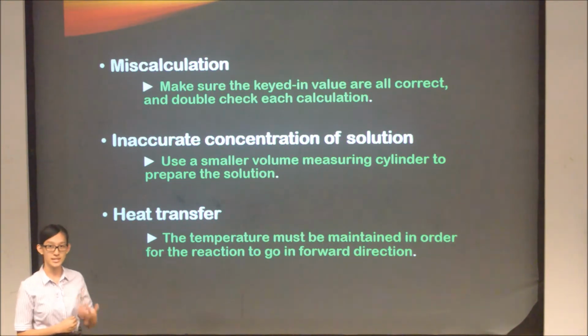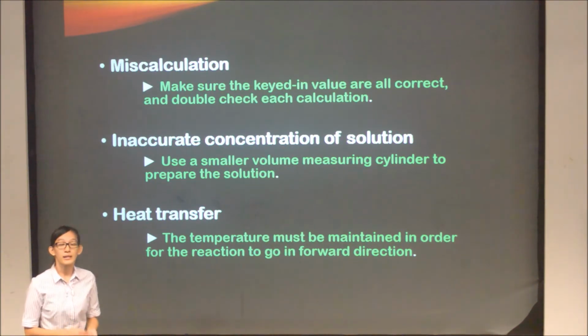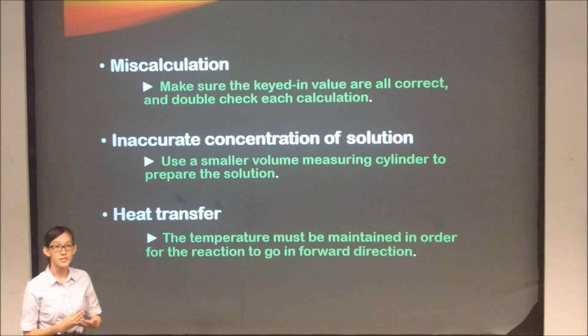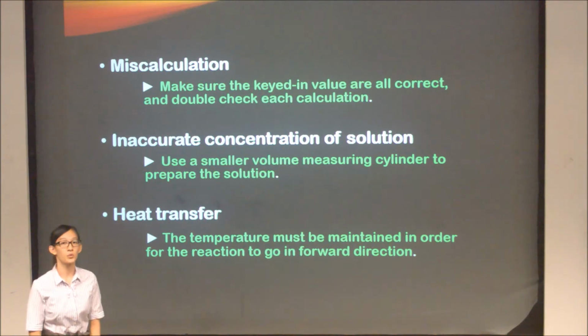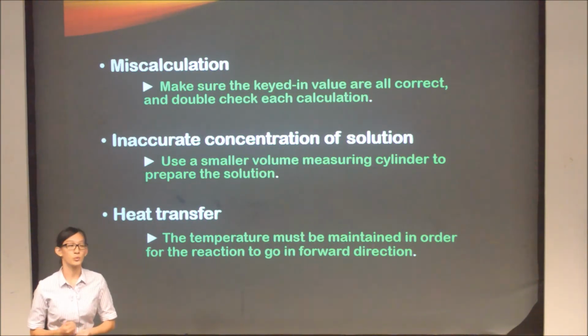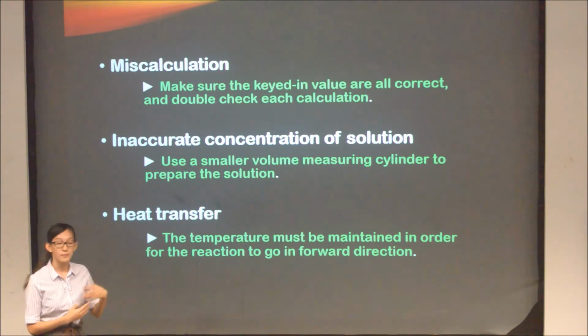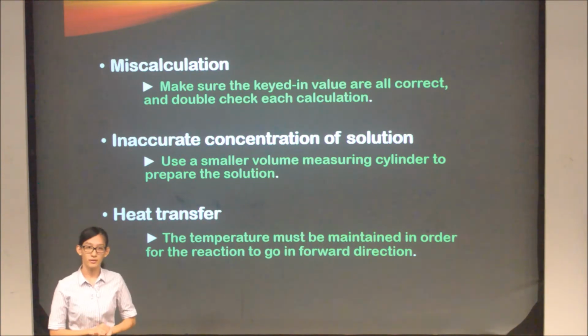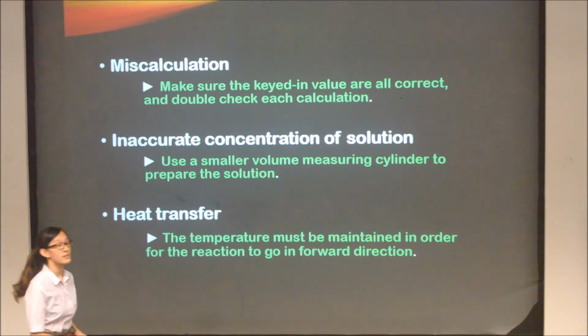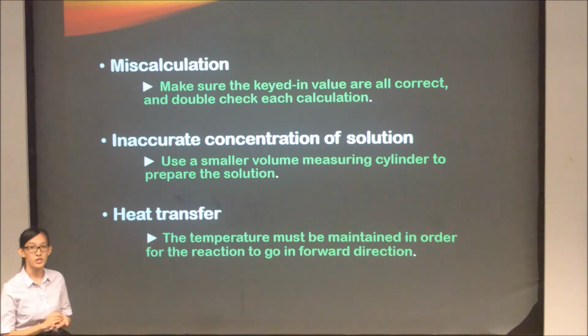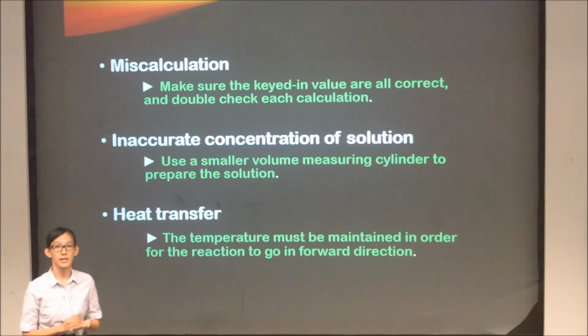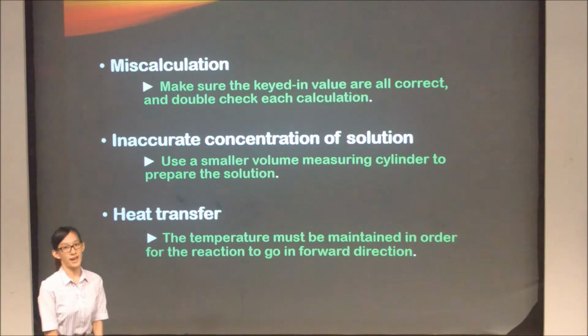The third and last one is the heat transfer in the reactor. We have a cooling system in the reactor, but the rate of heat produced and the rate of heat taken out from the reactor might not be in equilibrium. If it is not in equilibrium, it might lead to a reverse reaction, and a reverse reaction, like mentioned previously, will affect our rate constant value. So we must make sure that the temperature is maintained so that it is a forward reaction.